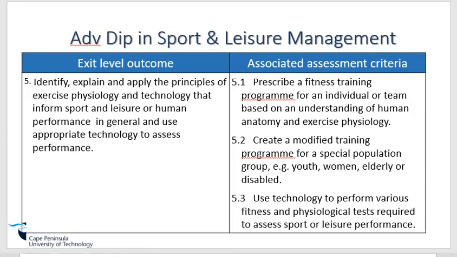Let's look at one that one of the participants on the short course last year did, for Advanced Diploma in Sport and Leisure Management. So this is a level 7 qualification. And one of the level outcomes that he came up with was: identify, explain, and apply the principles of exercise physiology and technology. Quite complex. It's an exit level outcome.